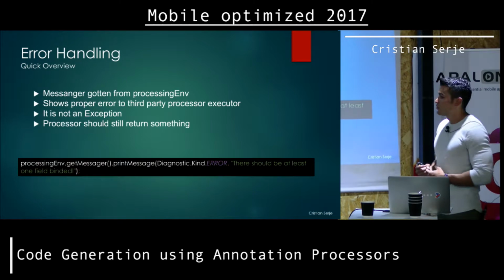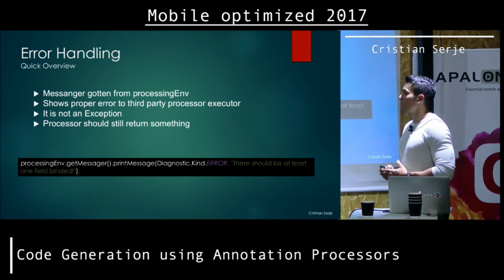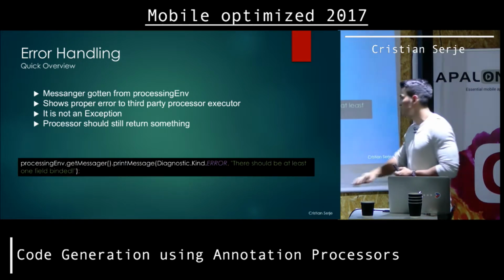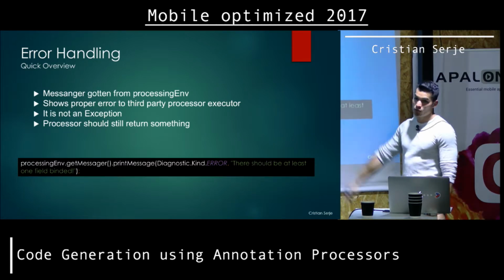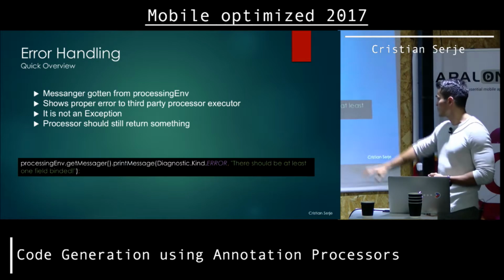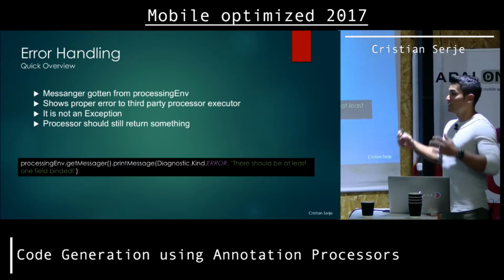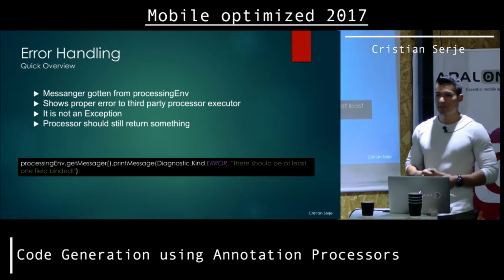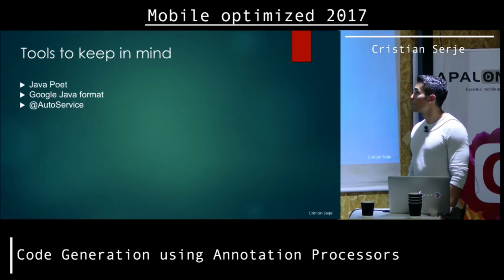And you do it like this. You get the processing environment, you get the messenger, and print a message. So in this case, I will show an error to the app that is trying to execute my processor. I will show there should be at least one field bound. And that's pretty much it.